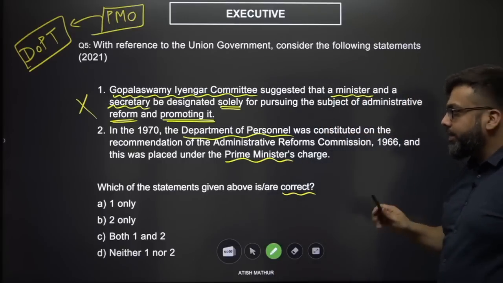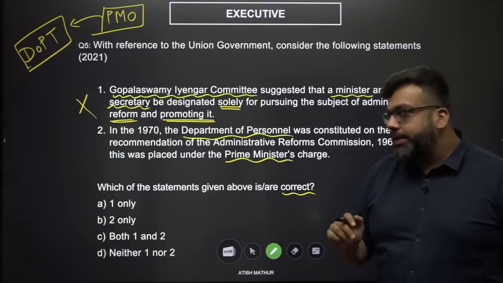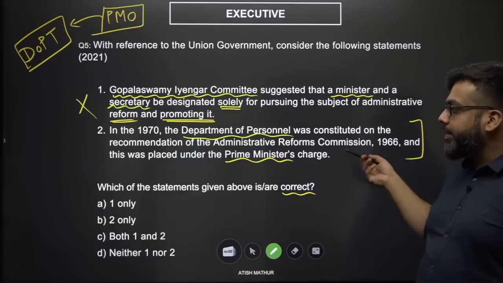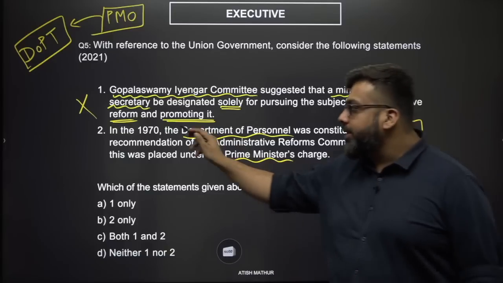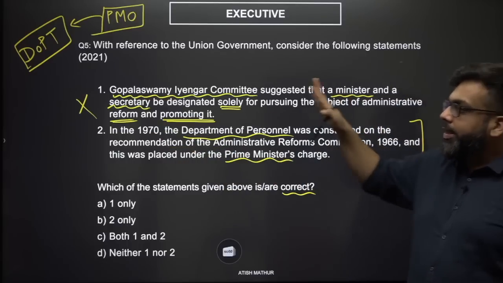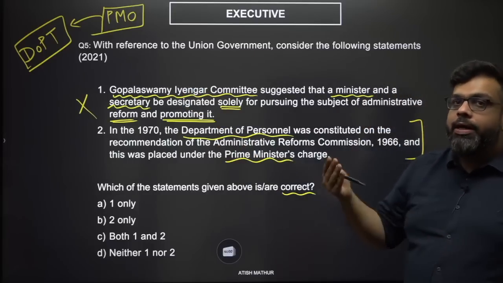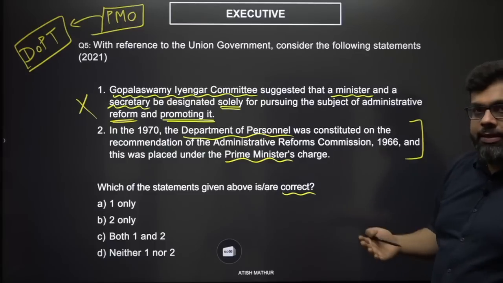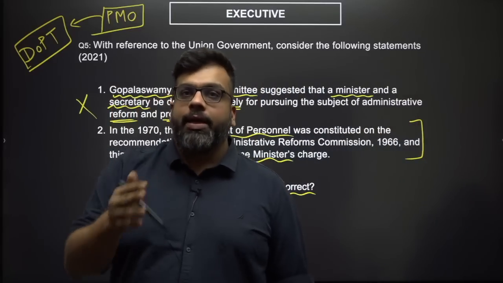Now, let's understand why this is a controversial question. Because if you see the wording of the question, it says it was placed under the Prime Minister's charge. Does this mean it was placed under the Prime Minister's charge in 1970 and the system has changed ever since? Or it was placed in 1970 under some other leadership, but the situation is different today? Or it was placed under somebody else's charge altogether? Now, there are several resources that say it's under the Cabinet Secretariat as well. So this seems like a little bit of a grey area question.